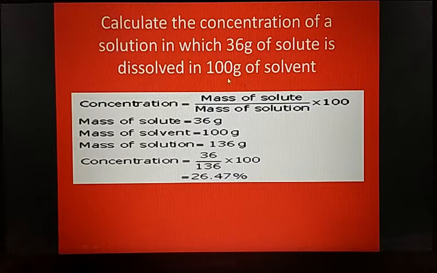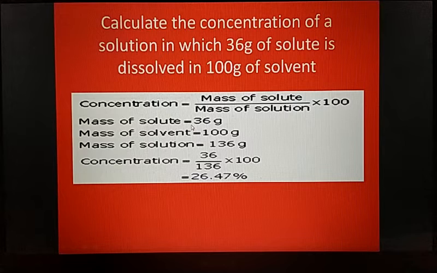So how will you proceed? First of all, see what are the given values here. Solute is given 36 gram and solvent is 100 gram. So remember one thing, this is solvent, not solution, right? So we'll use this formula. Concentration of a solution is given by this formula, mass of solute, because here it is gram, that means it is mass which is given here, mass of solute upon mass of solution into 100. So we know that mass of solute is 36 grams and mass of solvent is 100 grams.